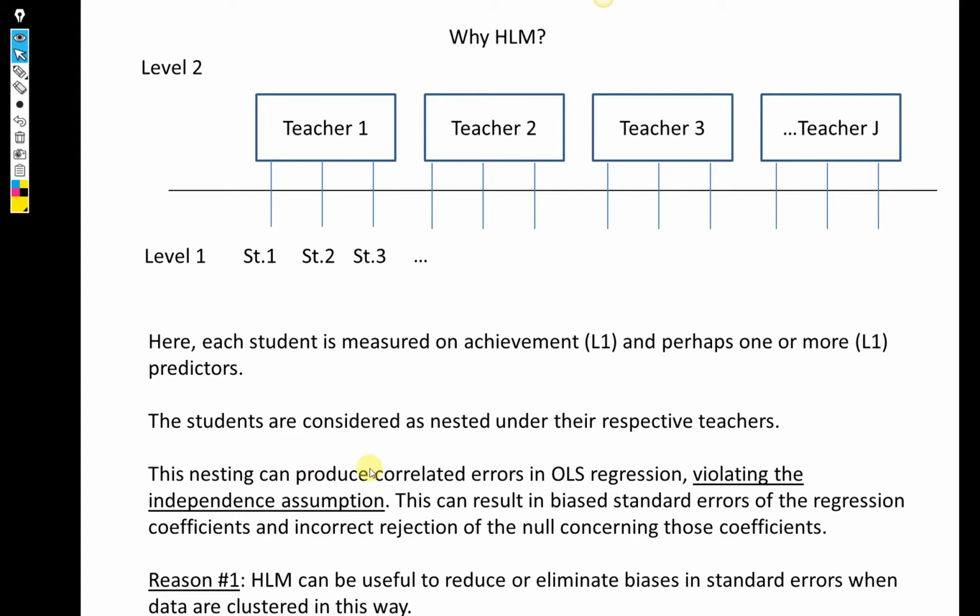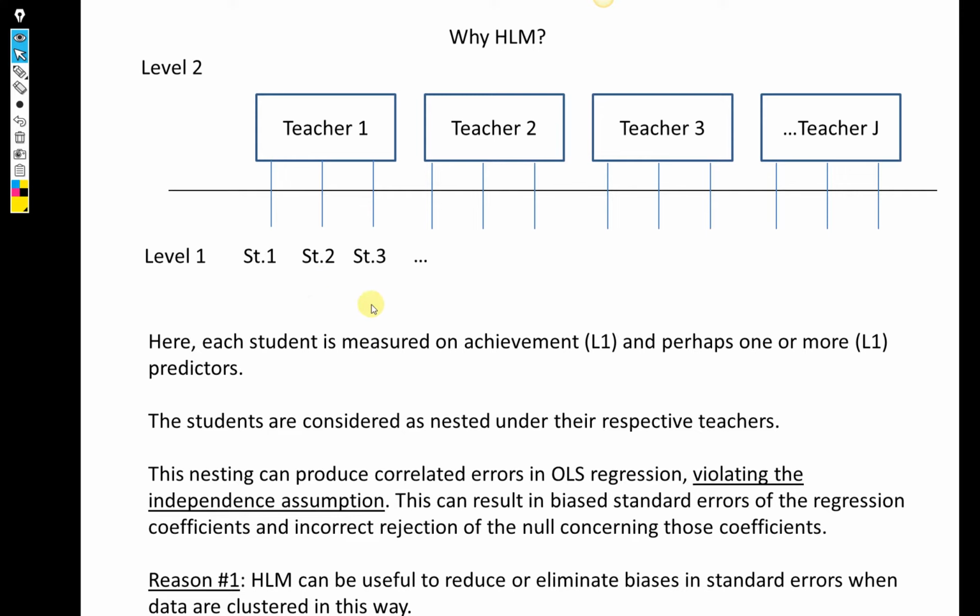in that model. And so the violation of independence can result in biased standard errors, which in turn, when we're testing the regression coefficients in least squares regression, we can end up incorrectly rejecting the null and inferring a population relationship when perhaps there's not one. So one reason why we might utilize HLM is to reduce or eliminate biases in standard errors and decrease the likelihood of committing type 1 error when we are testing the regression parameters at level 1.